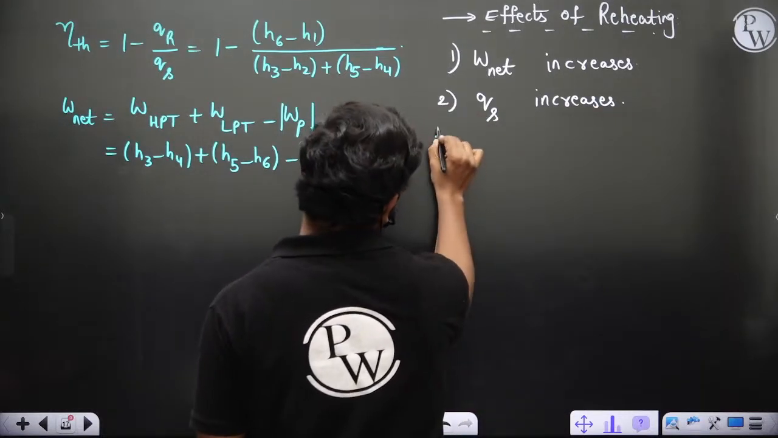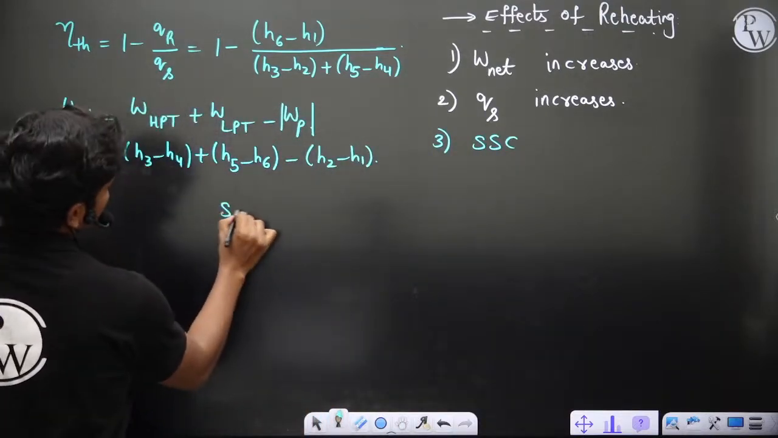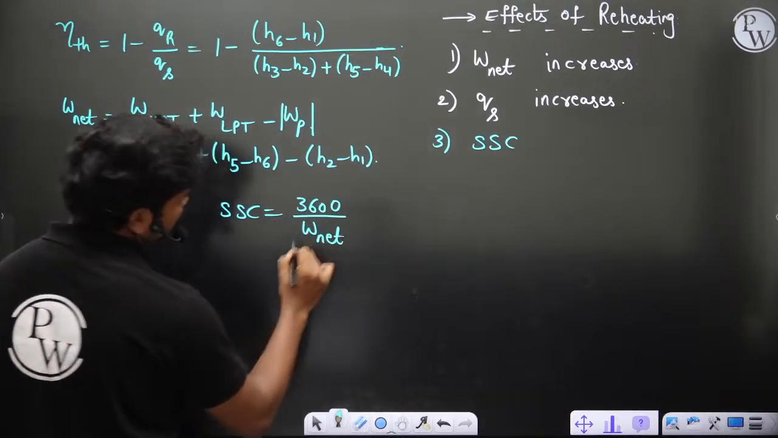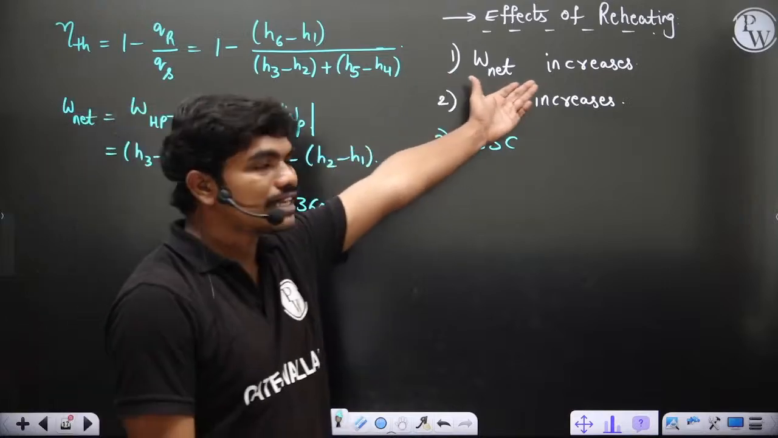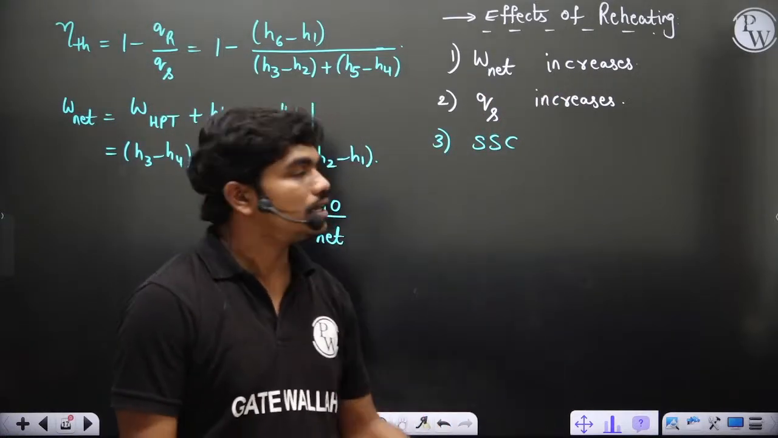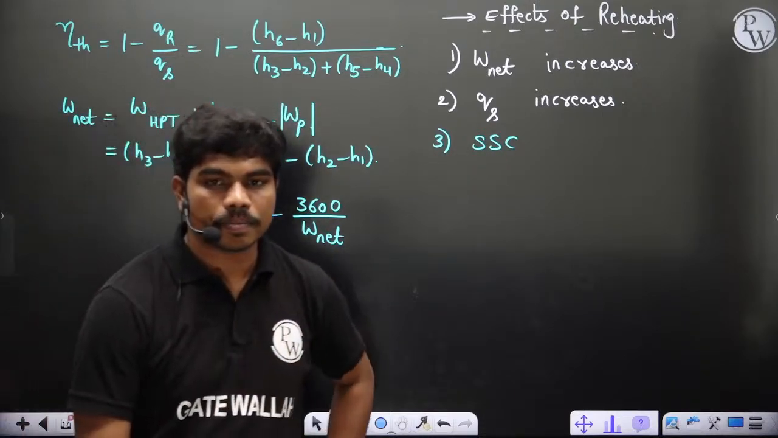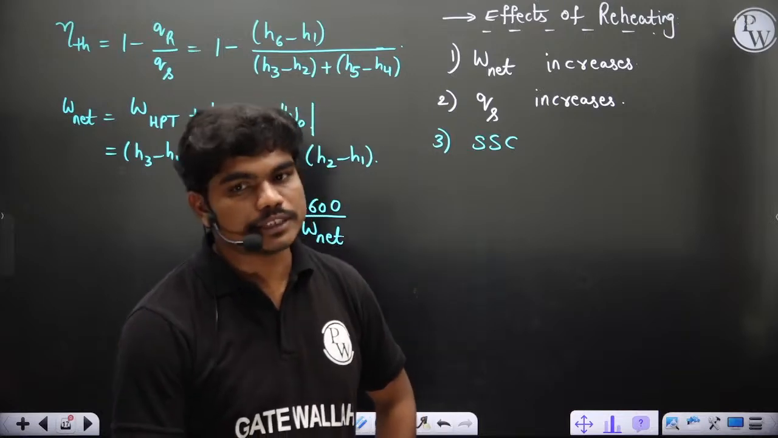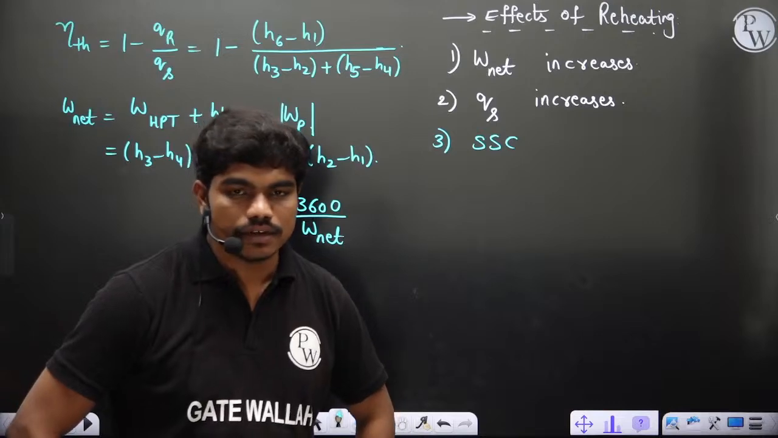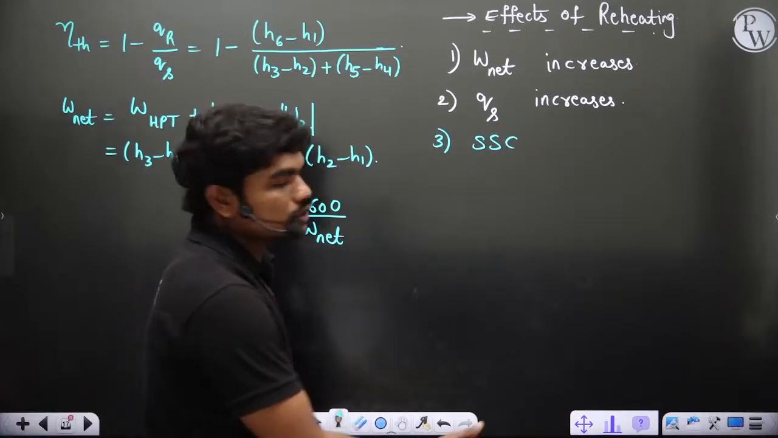I want to know one thing: specific steam consumption. What about SSC? SSC is equal to, as you all know, 3600 by W net. Clearly, if turbine work is increasing, that means power generation is increasing for the same amount of mass, correct? So what happens to SSC? Come on guys, quick. I'll just take 5 more minutes, we'll fill these properties and close. SSC will decrease, correct? So SSC decreases.